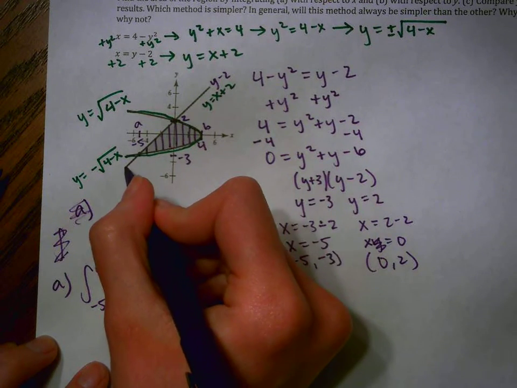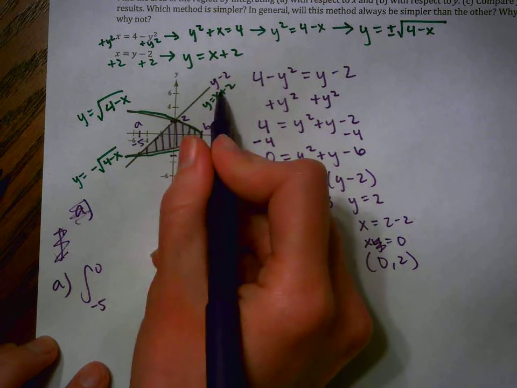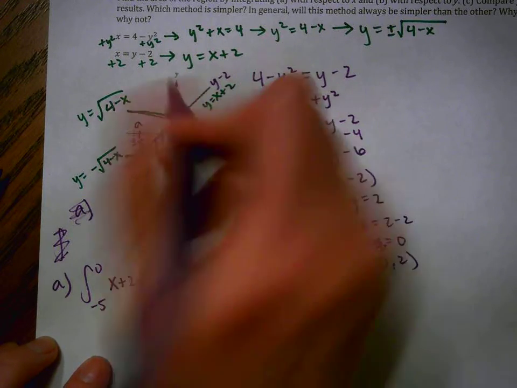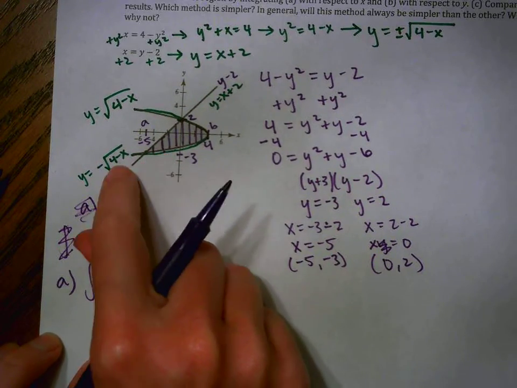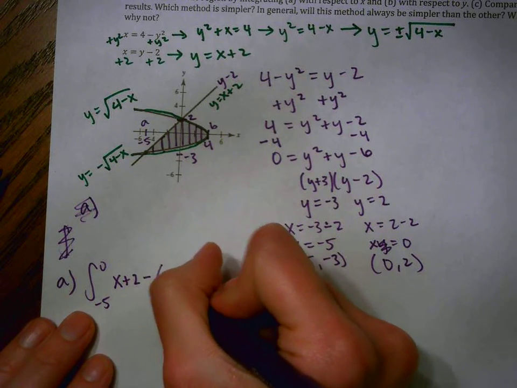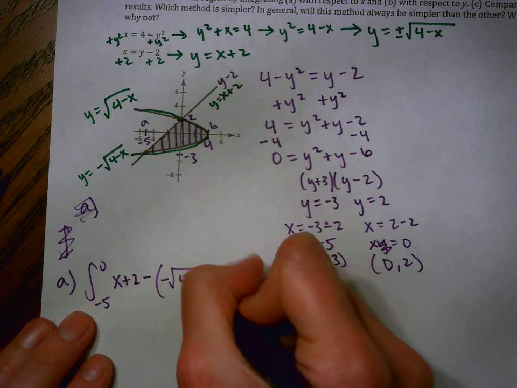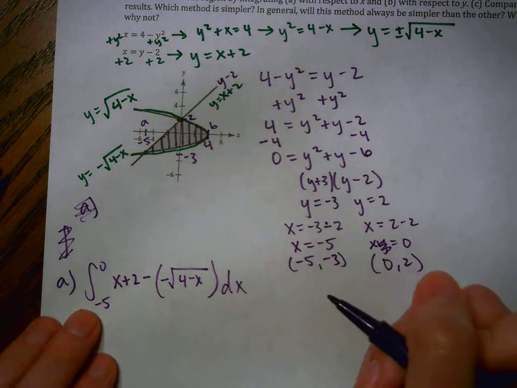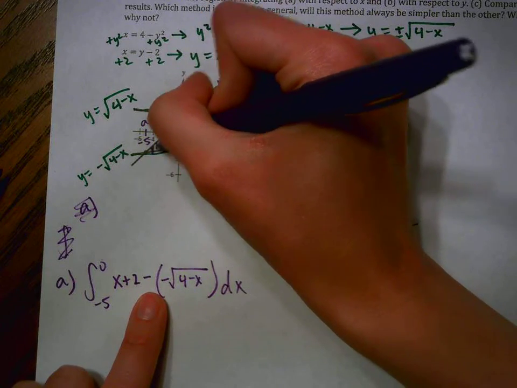And we're going to do top function, which is this linear line, so x plus 2, minus the bottom function, which is this bottom half of the quadratic, which we said is negative. So I'm going to put that in parentheses: square root of 4 minus x, dx. Okay, so that is this section.